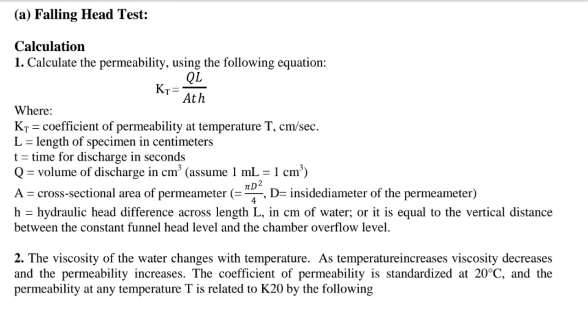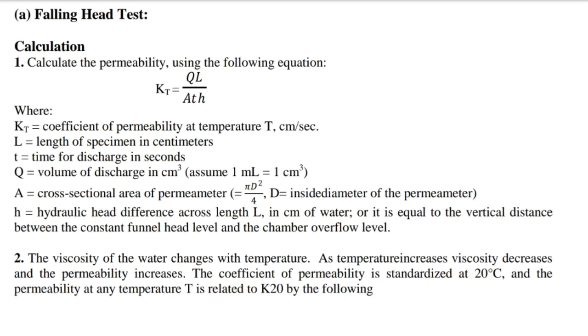Capital A is the cross-sectional area of the permeameter, equal to pi D squared by 4, where capital D is the inside diameter of the permeameter, and small h is the hydraulic head difference across length capital L in centimeters of water, or the vertical distance between the constant funnel head level and the chamber overflow level.